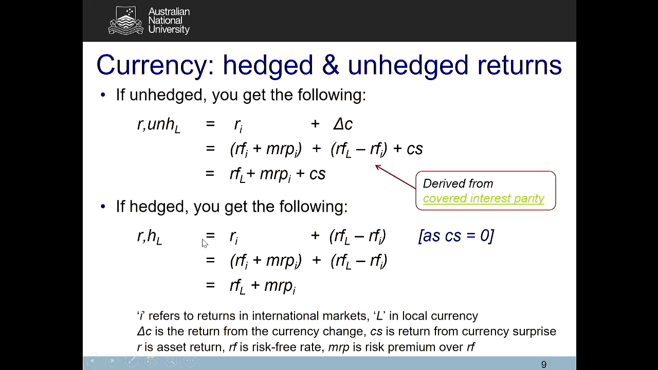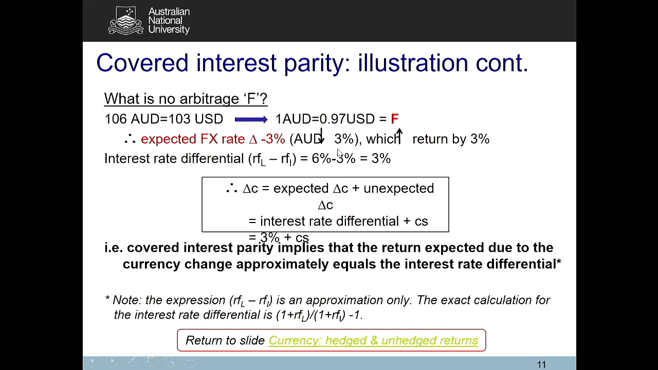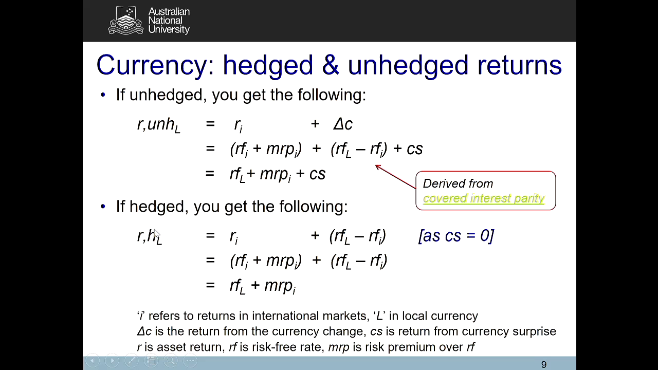If you're hedged, the only difference is that you are not going to be exposed to the currency surprise. There is no surprise for you because you've locked in what your exchange rate is going to be. And because of covered interest parity, we know that you've locked in a depreciation equal to the interest rate differential. So we're breaking it up in the same way. The return from a hedged investment can be broken up into the return from the international investment in the international currency plus the interest rate differential without the currency surprise because it's zero. The two international risk-free rates cancel, which means that the return from a hedged overseas investment is the local risk-free rate plus the international market risk premium. So now we can see that the only difference is the decision of whether or not you want to be exposed to the currency surprise.